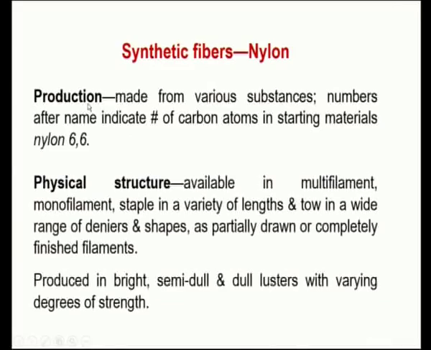Nylon is made from various substances, and the number after the name indicates the carbon atoms in the starting material. For nylon 6,6, adipic acid and hexamethylene diamine are widely used as starting materials. Physical structures are available in multifilament, monofilament, staple in a variety of lengths, and tow in a wide range of tenacities and shapes, as partially drawn or completely finished filaments, produced in bright, semi-dull and dull lusters with varying degrees of strength.